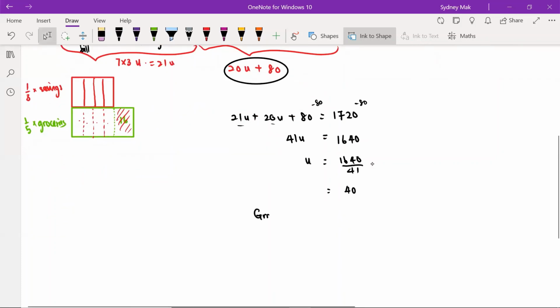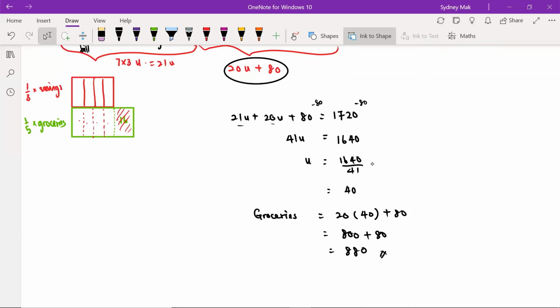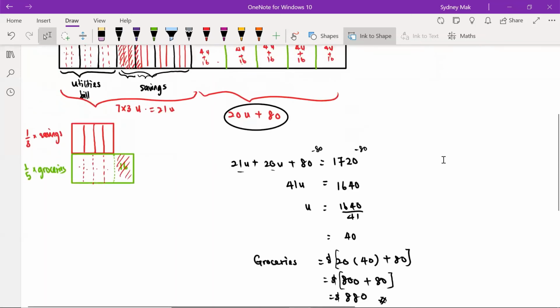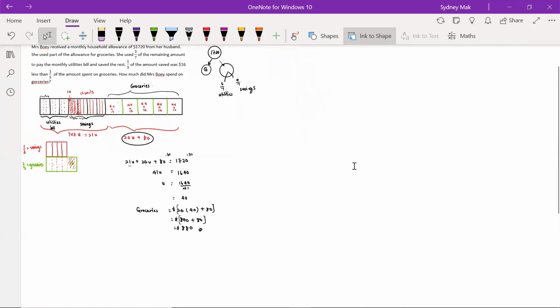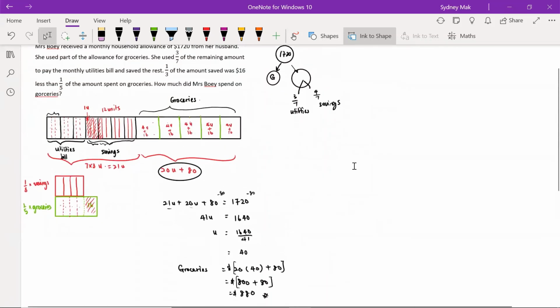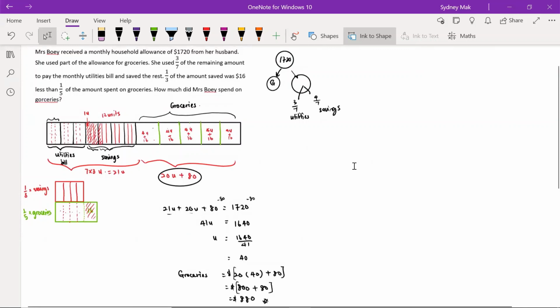Therefore, groceries equals 20U, which is 40, plus 80. That is 800 plus 80. So the total amount spent on groceries will be $880. That's it for the solution. Now let's show the overview of this. So this will be the working that is suitable to be explained to the students in Primary 5.